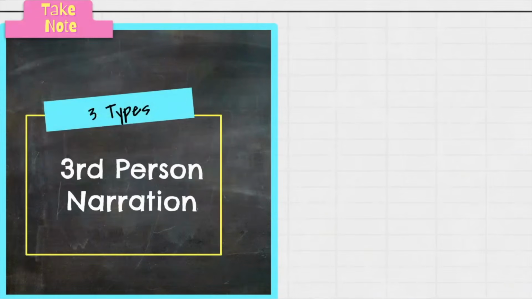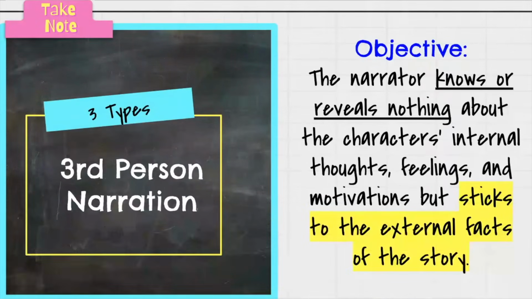So let's look at the three types. First, objective. The narrator knows or reveals nothing about the characters' internal thoughts, feelings, and motivation, but sticks to the external facts of the story. It's an overview. You see kind of everything that's happening.